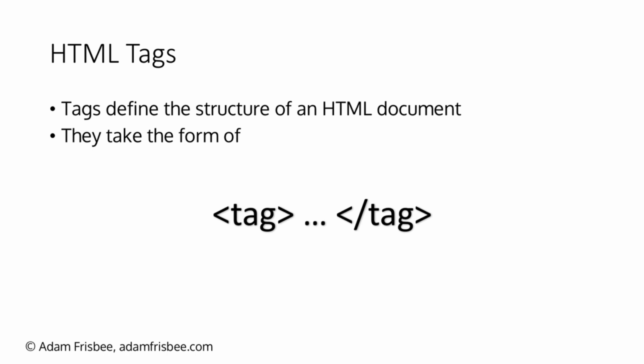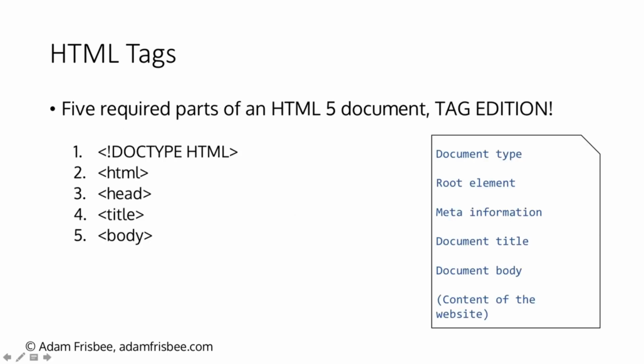Tags always have an opening and a closing. The closing tag is just a / and then the same tag name. Let's look at our 5 components of an HTML5 document in tag form. Now remember, we had the document type, the root element, meta information, the document title, and the document body. And here are the tags for those items.